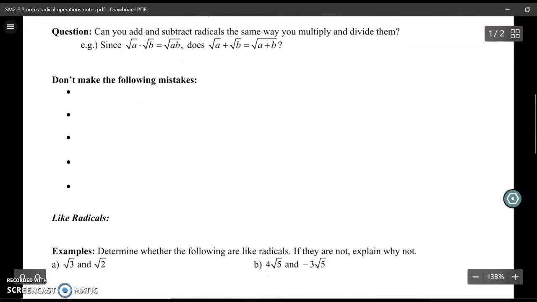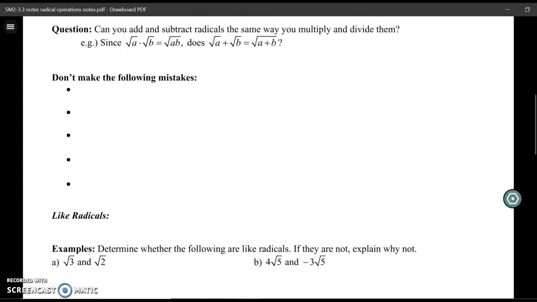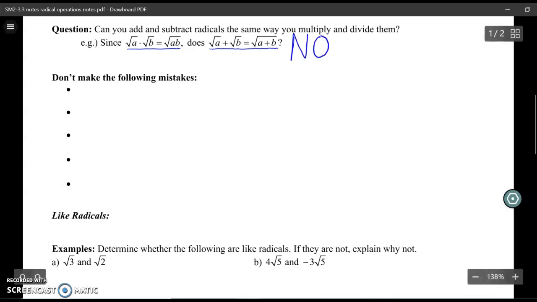So now let's talk about adding and subtracting. So the big question is, can you add and subtract radicals in the same way that you multiply them? Like if I have the square root of a times the square root of b equals the square root of a times b, that's what we just did, the product rule. Is it also true that the square root of a plus the square root of b would equal the square root of a plus b? And the big answer to this is no.